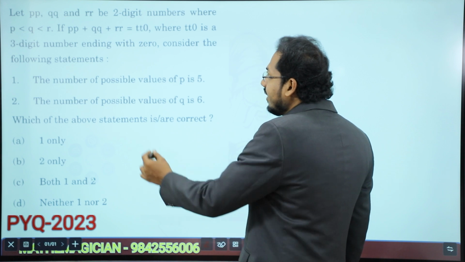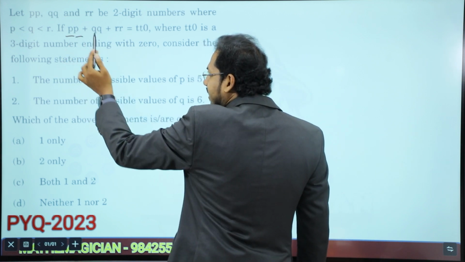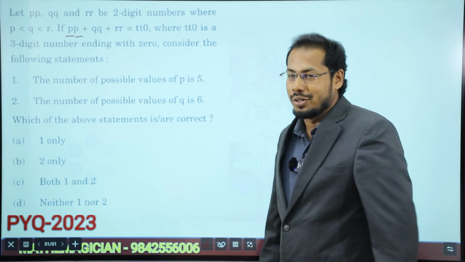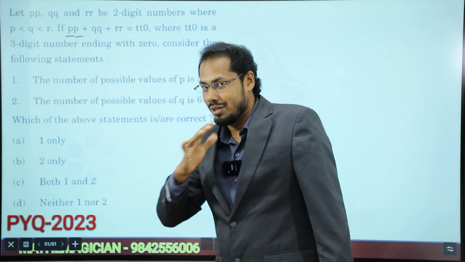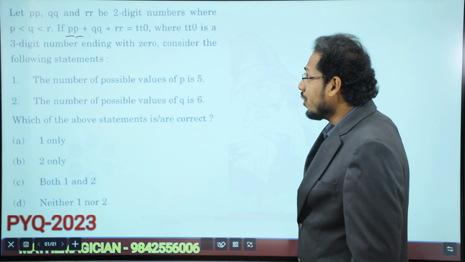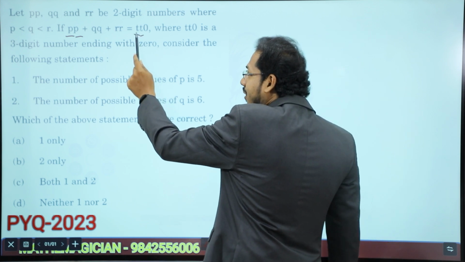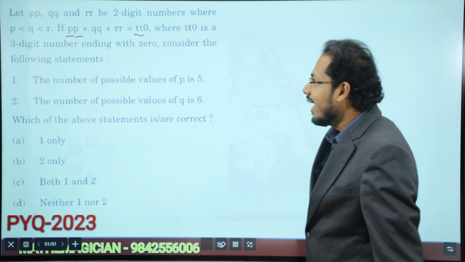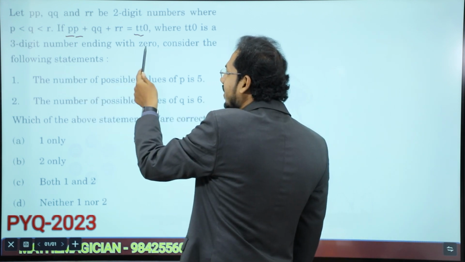Listen carefully here. The same number, P, means 1, another number also 1, Q is 2, another number also Q, R means another number also R, and your answer should be the same number 2 times with 0, ending with 0. Okay, and the next thing is a 3-digit number ending with 0.